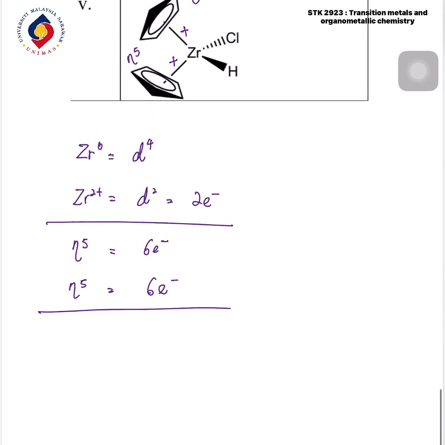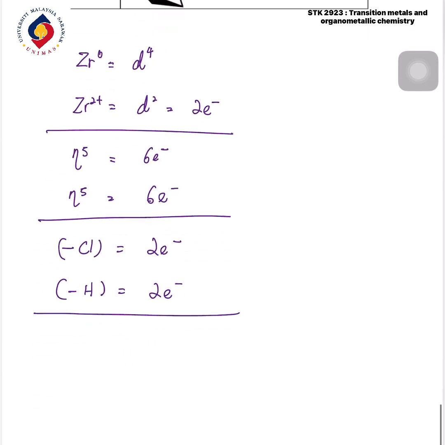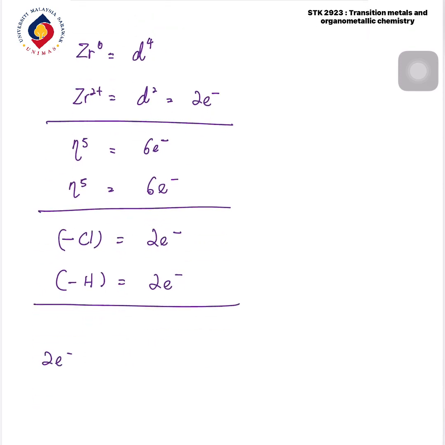Based on the diagram, we have chloro and hydrogen. Each of these bonds has 2 electrons. For the final part, we will be adding all of these electrons. 2 electrons plus 6 electrons plus 6 electrons plus 2 electrons plus 2 electrons equal to 18 electrons.